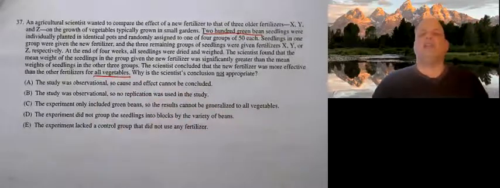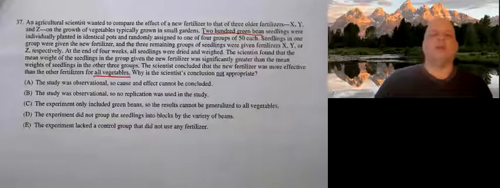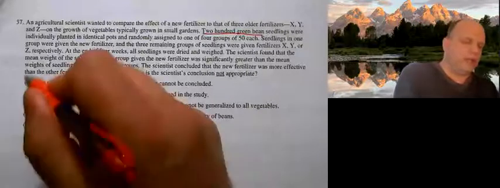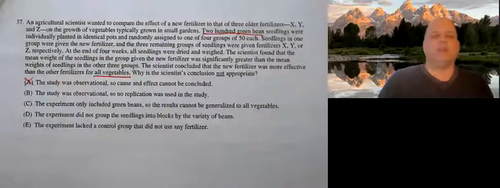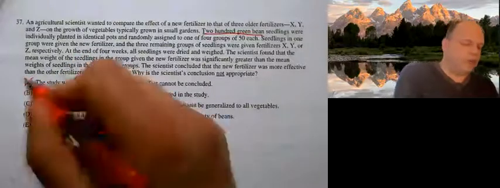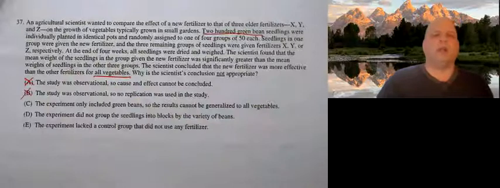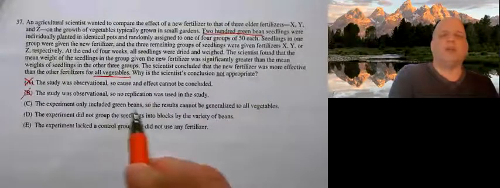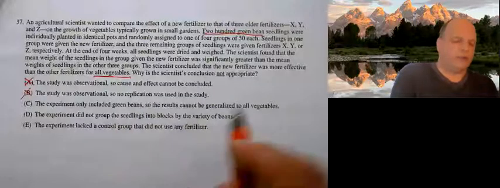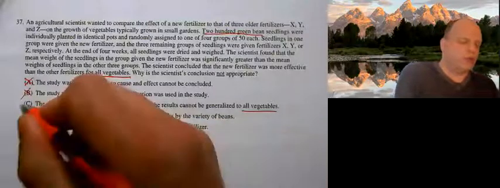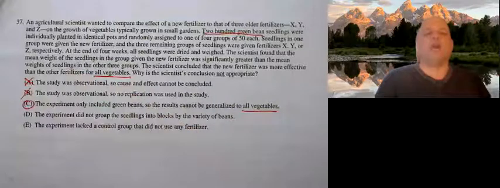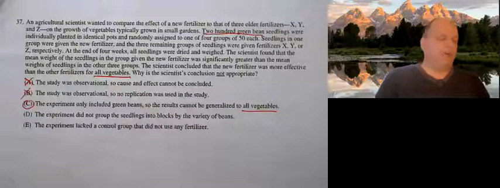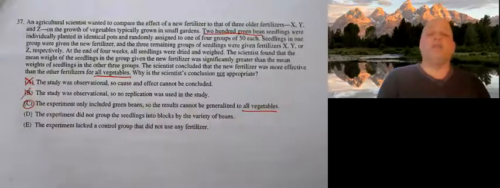Why is the scientist's conclusion not appropriate? The study was observational. No, the study was definitely an experiment. They randomly assigned treatments. The study was observational. No, it was definitely an experiment. The experiment only included green beans, so the results cannot be generalized to all vegetables. This is true. It can be generalized to green beans of that type. So it can be only generalized to green beans, not to all vegetables.